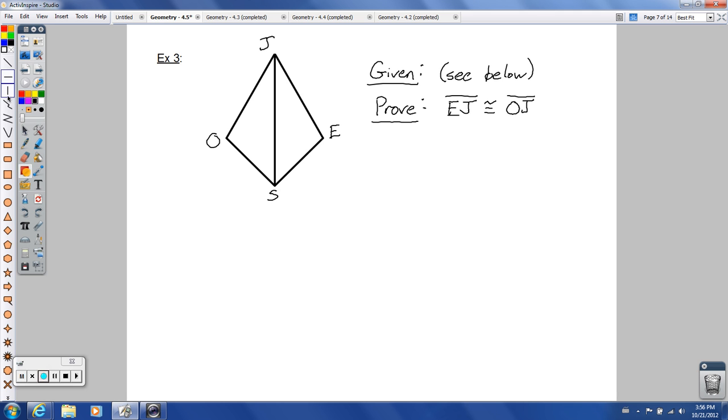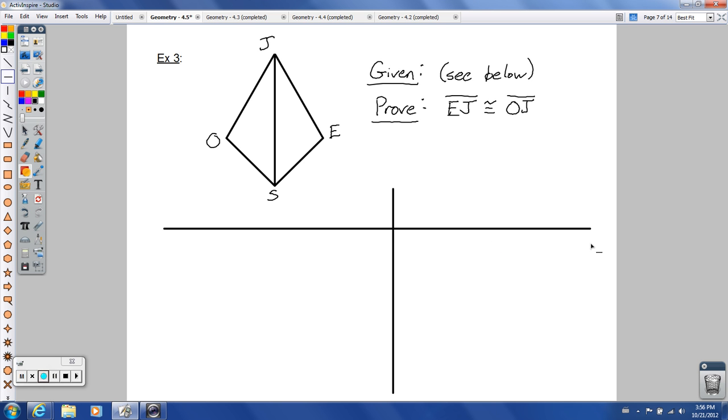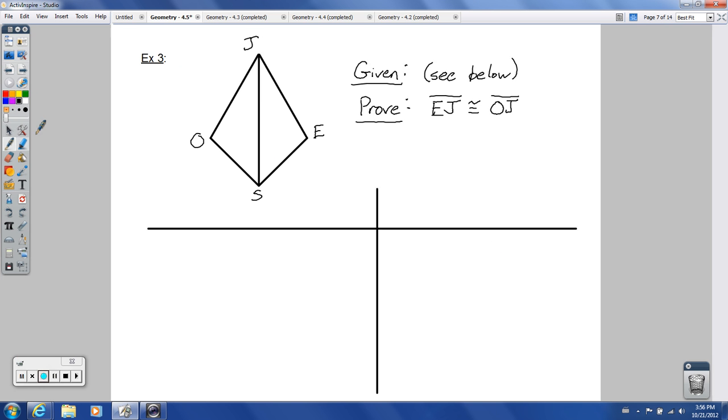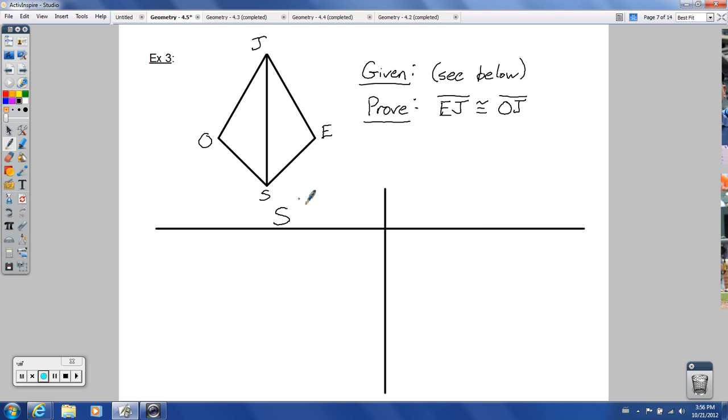So let's make now our 2 columns again. So given and what's to prove. Here's my 2 columns. And these are going to be my statements here and my reasons here. And was I going to give you anything else in the picture? Yes, I was. One more thing. So this and this, those 2 segments are congruent to each other.